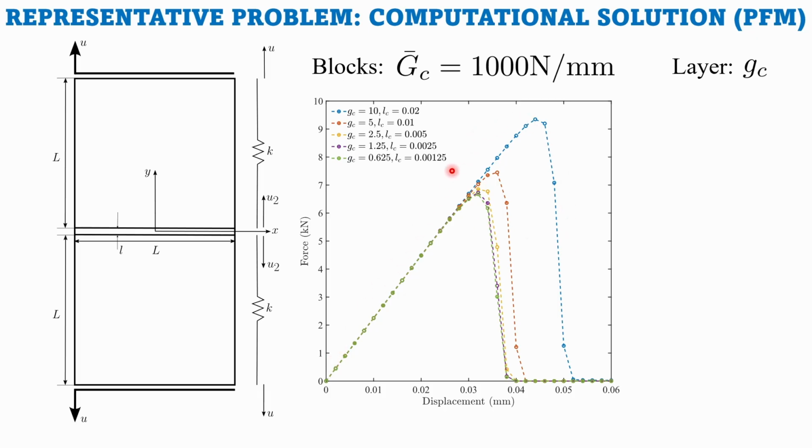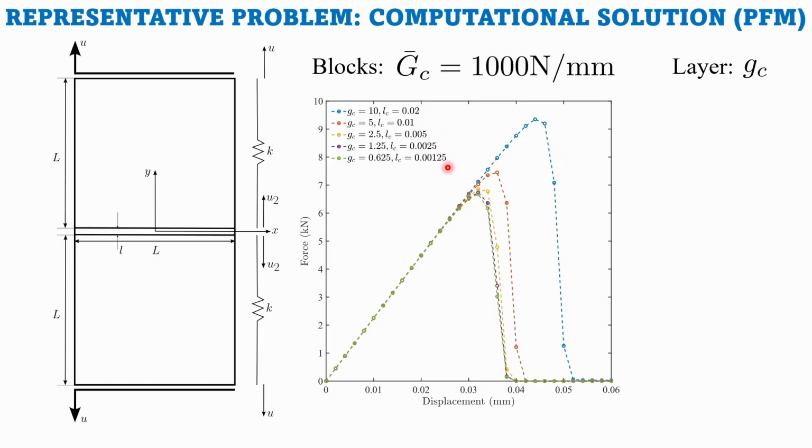Now this fact is established, that to reach convergence we have to keep chi constant. So whatever values of GC and LC we use, we have to keep chi constant in order to compare. If you see all of these 5 cases, the chi, which is GC by LC, is constant for all of them. So what is different here? We start with the layer GC as 10 and LC as 0.02, so we get this blue curve.